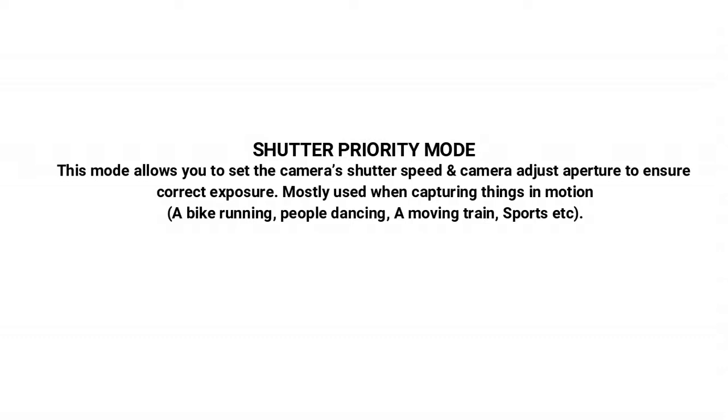So that is that about the modes. We have the auto, we have the manual, we have the aperture priority, and we have the shutter priority mode. Now we're moving to the lenses and how they affect the techniques at which a DSLR camera works.